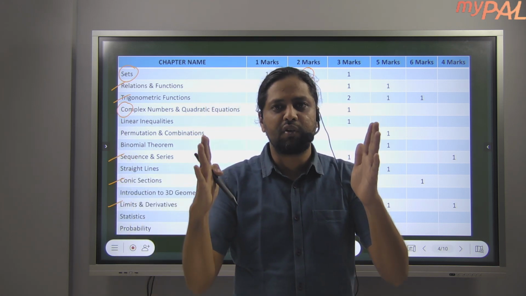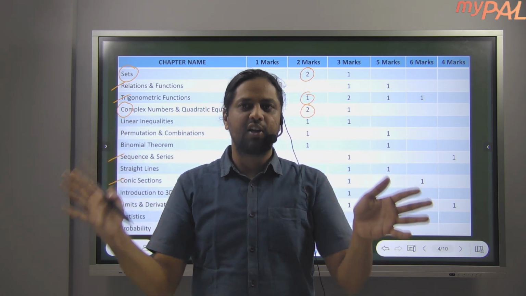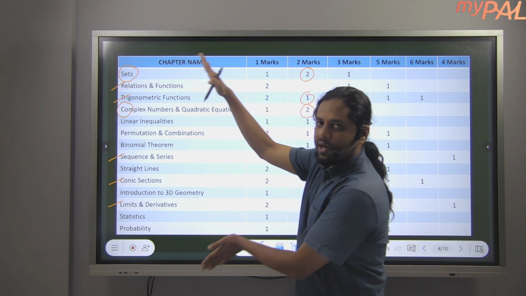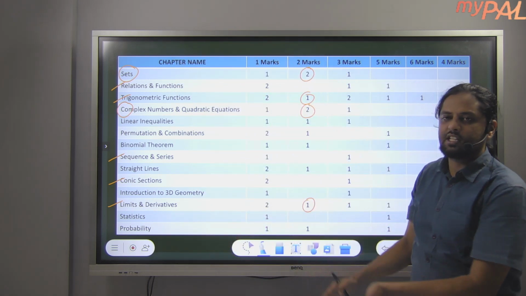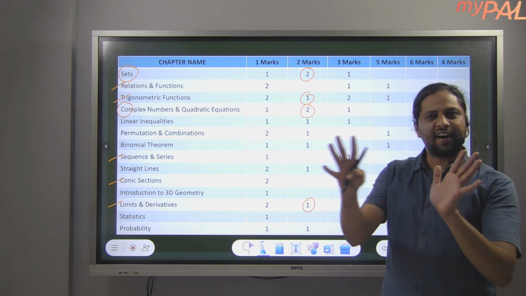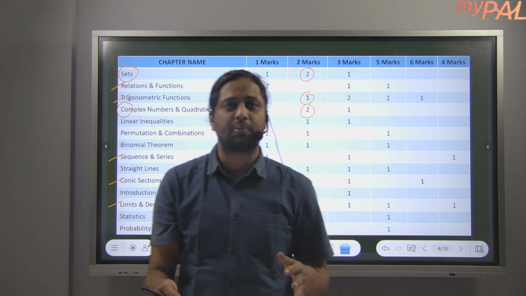But if you are looking for an 80 marker, definitely you have to be prepared overall. I cannot say that I select only these chapters and in these chapters I select only these many marks questions. No, that's not happening. Clear? So depending on where you want to fall, you start picking the chapters accordingly.